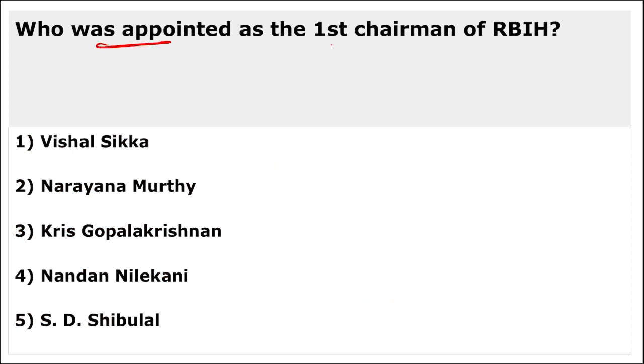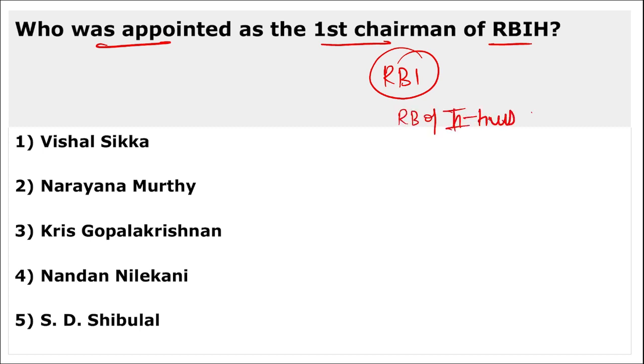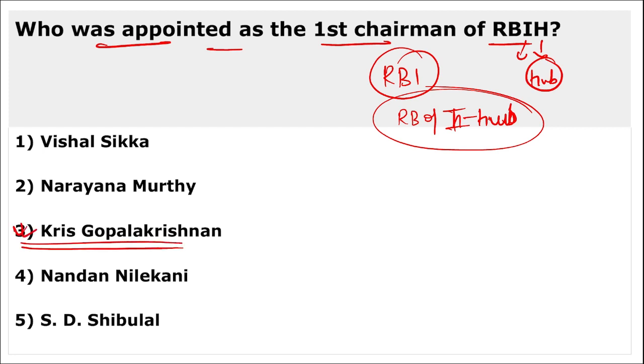Next, who was appointed as the first chairman of RBI-H? What does RBI-H stand for? We know RBI is Reserve Bank of India, but RBI-H is Reserve Bank of Innovation Hub. H stands for hub, and here I is not for India, it is for innovation. So the question is, who has been appointed as the first chairman of RBI Hub? Tell me. K. Gopal Krishnan.